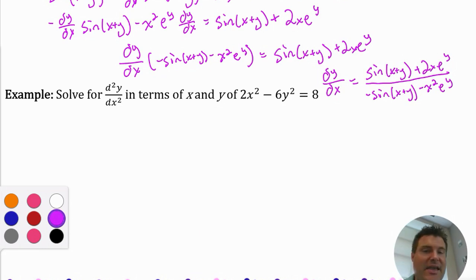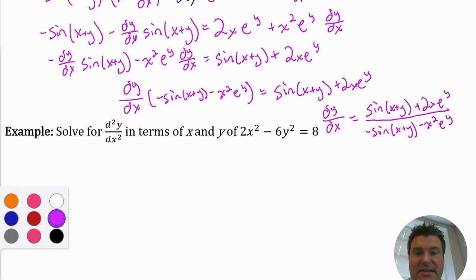We cannot cancel any individual terms out. We can only cancel out factors, so don't even think about canceling out the e to the y. Don't even think about canceling out any of the sines. There are no factors; we cannot cancel out just the terms. So we're going to leave this answer as is.